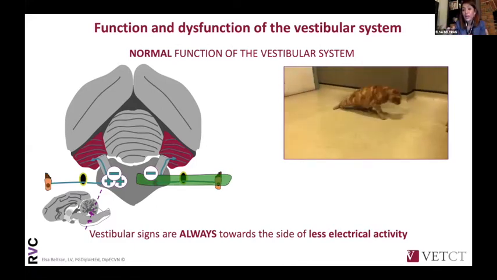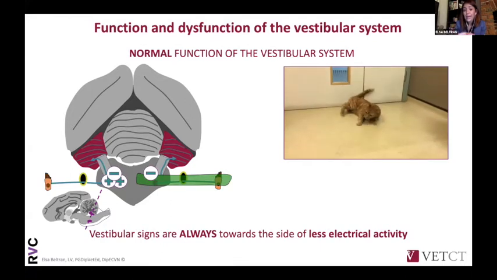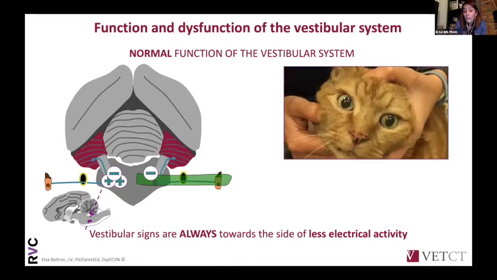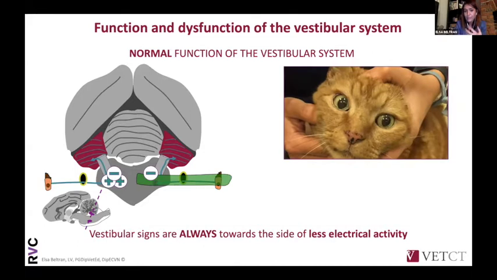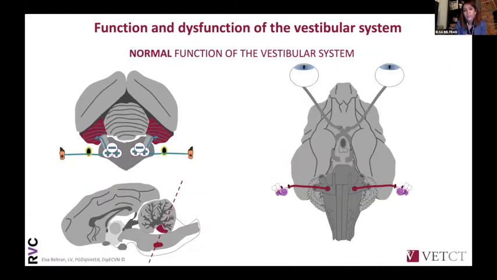So they're going to be clinical signs associated with a disturbance of the balance and towards the side of less electrical activity. So in this case, we can say that the vestibular signs are always ipsilateral towards the side of the lesion, but the exception will be the paradoxical.